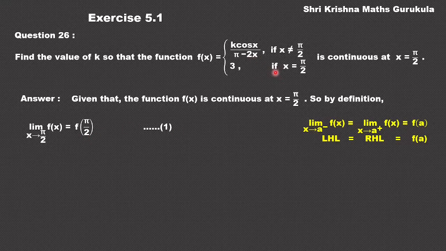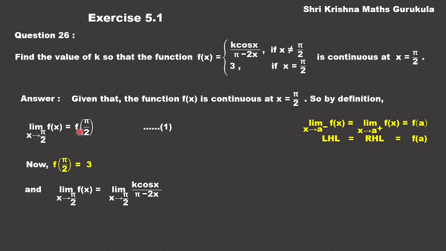Now let us check how the function is defined. At x equal to pi by 2, the function is 3. Correct? F of x will be 3. For all the values of the domain x except pi by 2, the function is defined like this. F of x will be k into cos x by pi minus 2x. Now, as per data, f of pi by 2 is equal to 3. Correct? So now this part is clear.